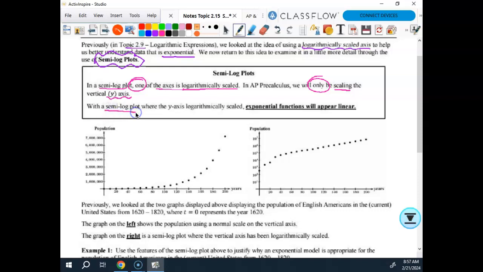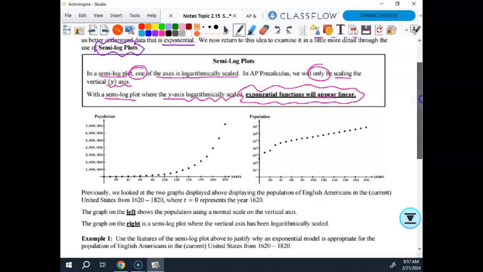And one of the big ideas that you have to know about them is that if you have a semi-log plot where the y-axis is logarithmically scaled, exponential functions will appear linear. That word appear is important because they're not actually linear. They appear linear because of the way that the graph is scaled. Okay, but that's one of the things that they're going to look at to make sure that you understand, or one of the ways the questions can be asked.